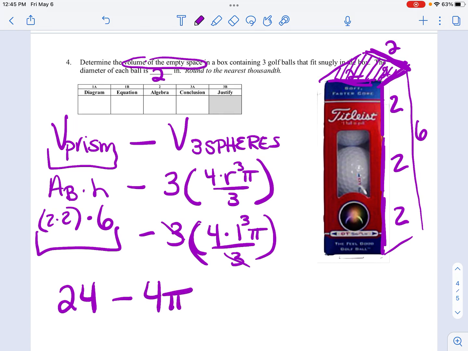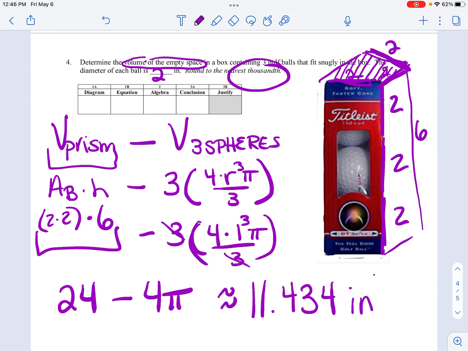So I'm going to get 4 pi. So basically that's going to give me the volume of empty space, but it does say round because if I leave my answer like that, I have no idea what 24 minus 4 pi is. It doesn't really make sense. So I'm going to actually do that, 24 minus 4 pi, and I'm getting it to be approximately 11.434 inches cubed. So if you actually think about this, the box had 24 cubic inches and 11 of it is empty space. That's a lot of empty space.